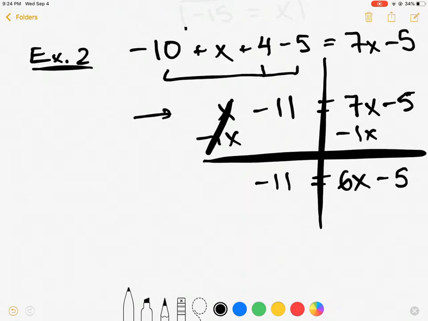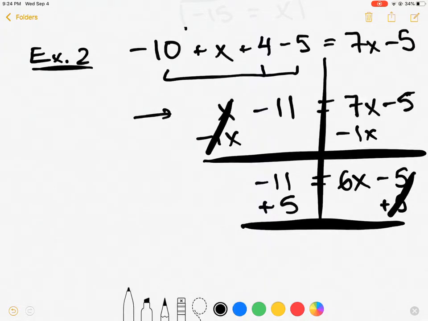From there, we can isolate our variable term by eliminating the negative 5, the constant there. Taking the inverse, adding 5 to both sides, that eliminates that term. We've got 6x remaining on the right. On the left side, negative 11 plus 5 will give you negative 6 as a result.